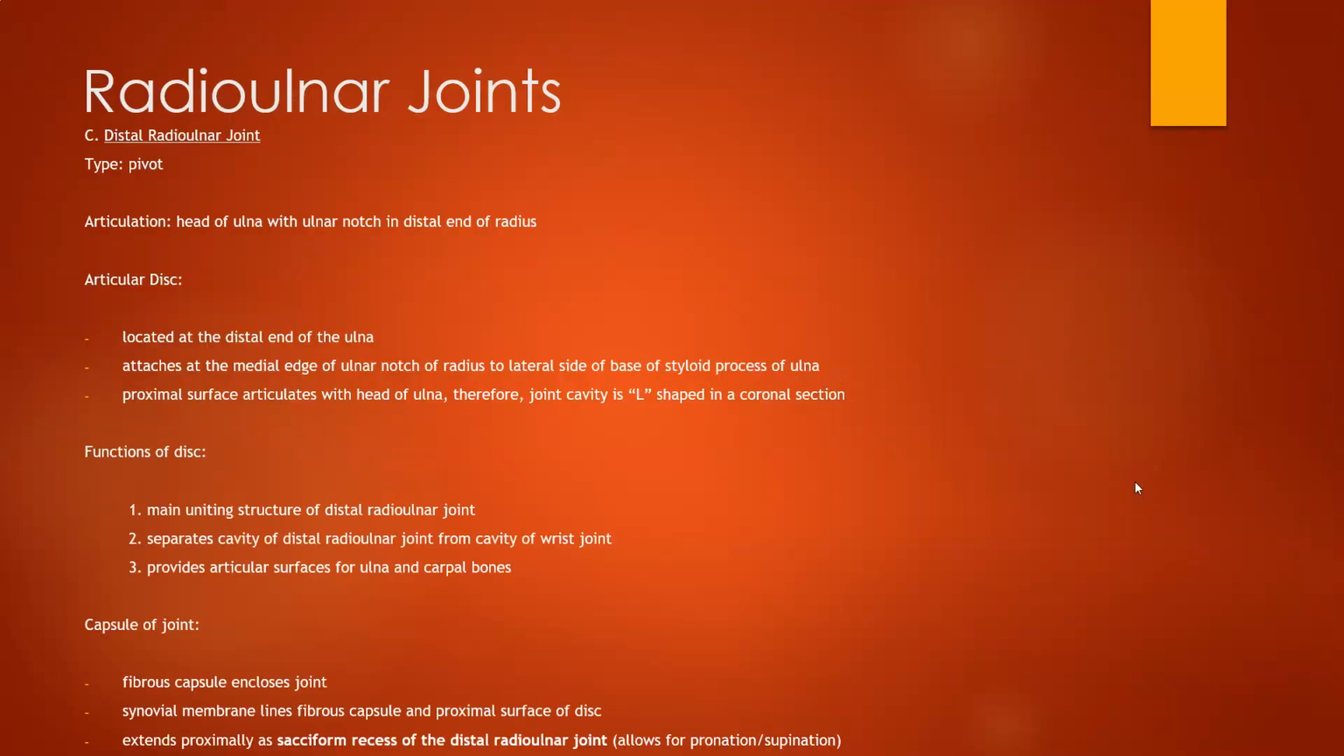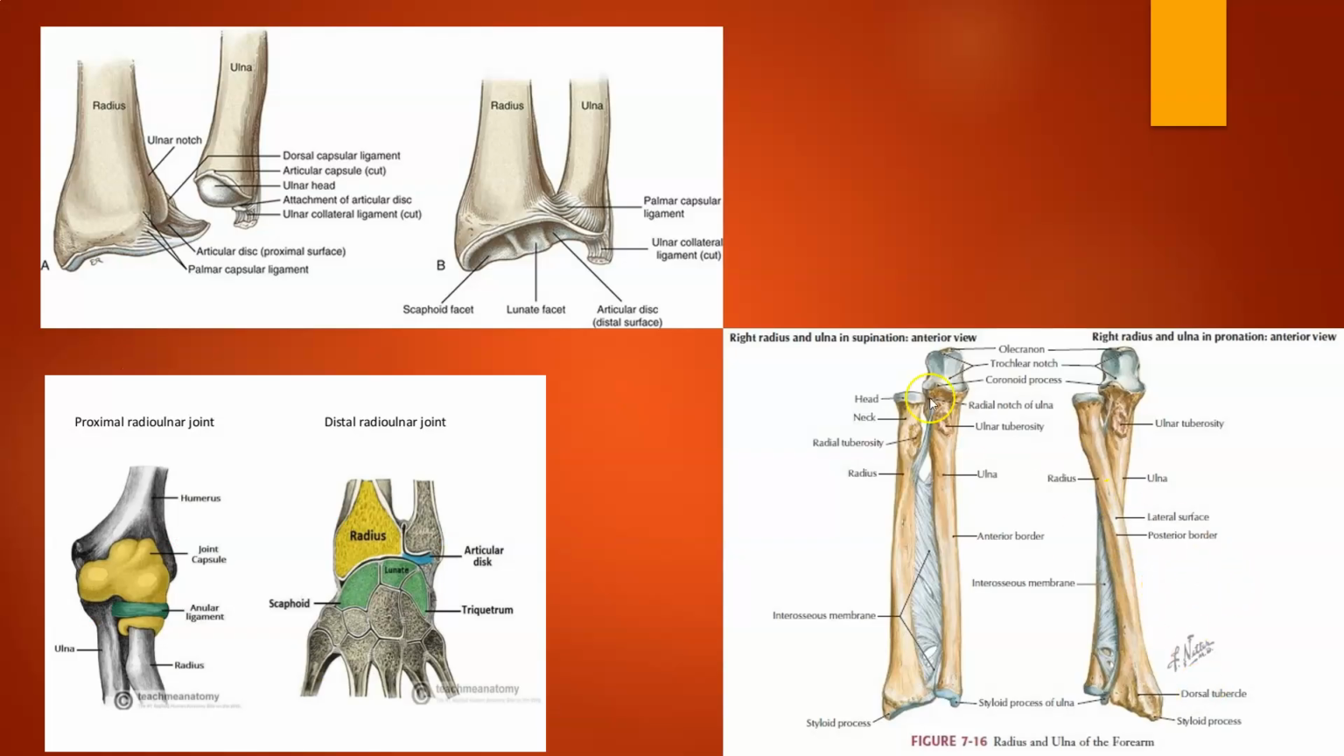So within this distal articulation, it's pivot, but in a slightly different way, as I just explained. We also find an articular disc in here. And this is located at the distal end of the ulna, and it attaches at the medial edge of the ulnar notch of the radius to the lateral side of the base of the styloid process of the ulna. So we can see that the disc is right here. So again, taken away, we can see it lying under here, right?